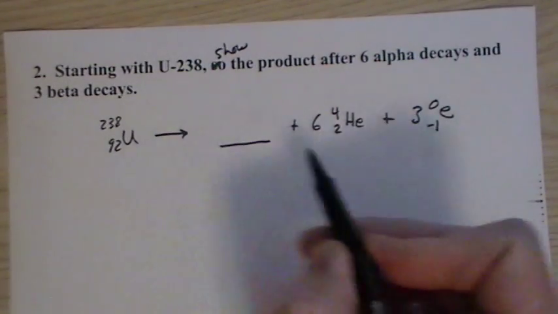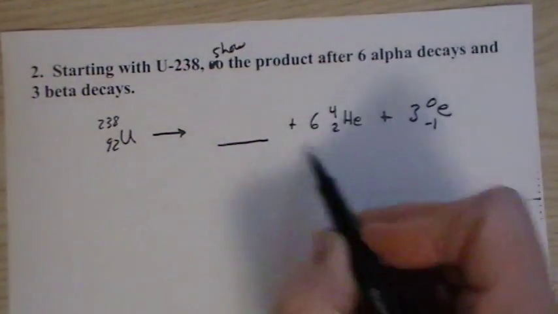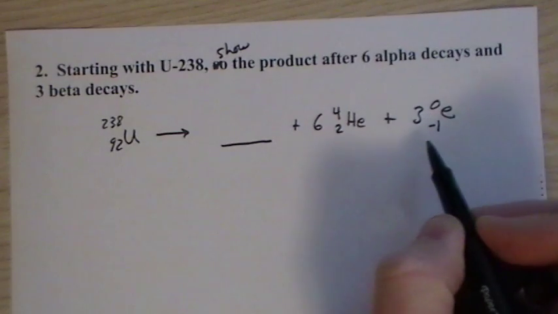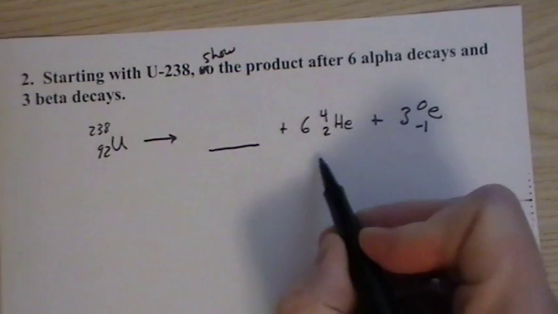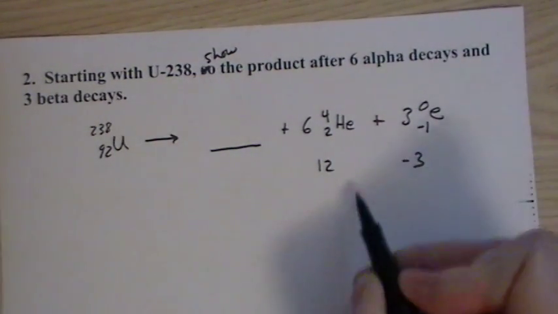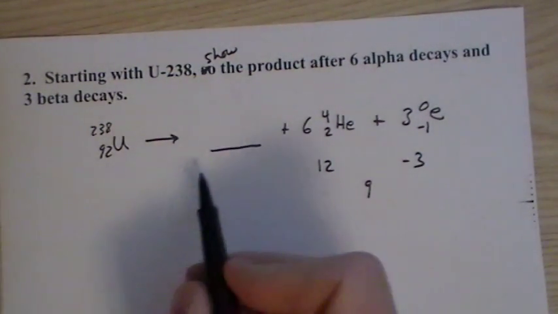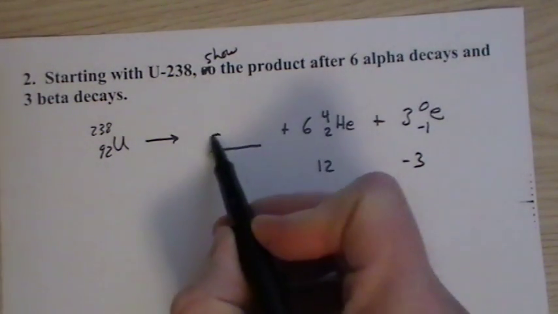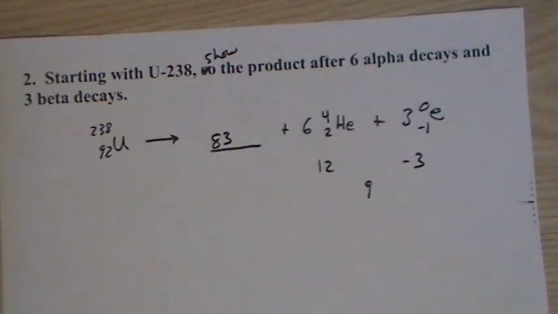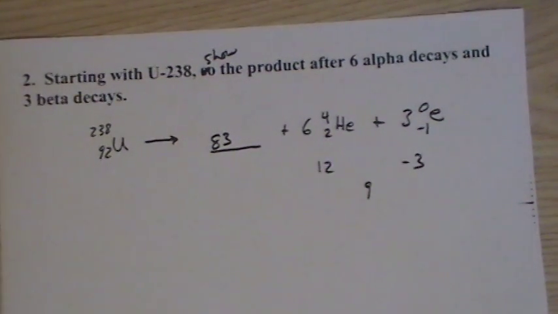We have 92. It's just a little trickier, but these 6 alpha and 3 beta decays are additive, so we can just sum them up. We have 6 times 2, so that's 12. This is minus 3, so this is 9. And then we have to have that add up to, so this would be 83. Yeah, so 83. And we can look in the periodic table to find out what that is. I don't know offhand. 83 is, where are you? Bismuth, okay.